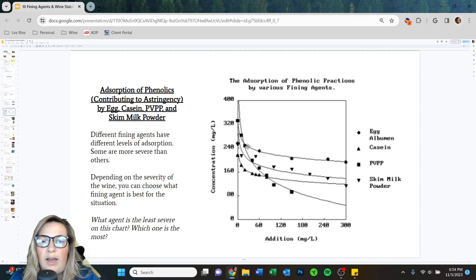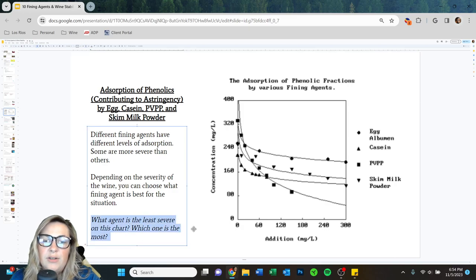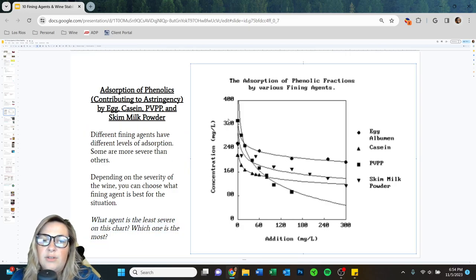So as we see from this graph, we're going to see which is the least severe and which one is the most severe. The least severe fining agent is going to be the egg. So you can see it's the diamond. This is the egg. It kind of branches off around, the most it can absorb is between 160 and 240, so probably about 200 right here.